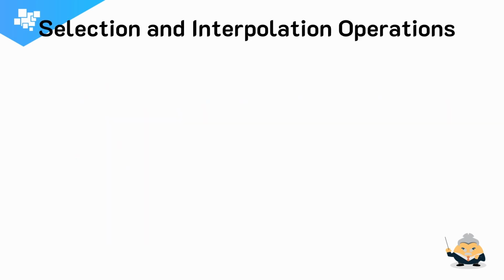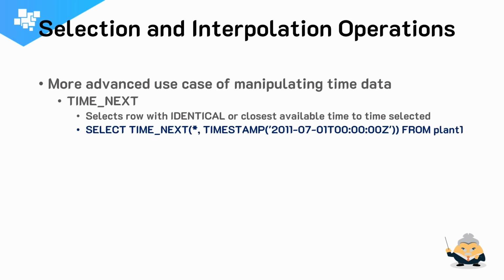All right, so now that we've gone over the more simple type of time operations, let's look into selection and interpolation. These are a little more complex and equally as useful, okay? So let's check them out. One, for example, is called time next. This one will select a row with either the identical timestamp entered or the closest available timestamp. This one is kind of nice because you don't have to be exact in your timestamp estimation.